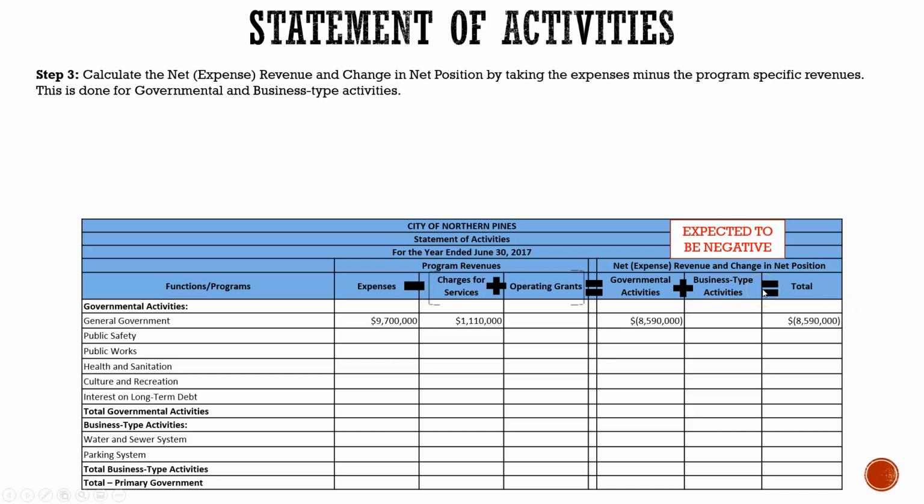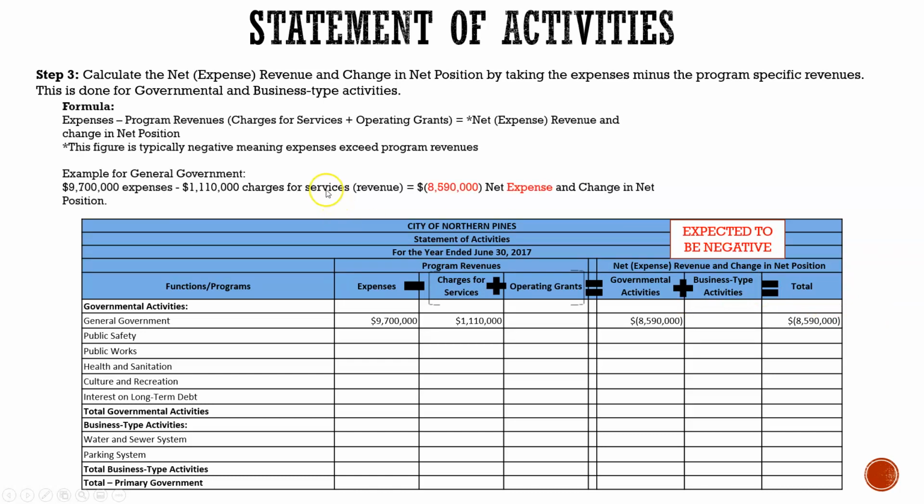So as you can see here, we've simply taken the information that we got in our fact pattern and put it in here. For general government, we had $9.7 million in expenses. We had charges for services of $1.1 million. We didn't have any operating grants. It left us with a total negative of $8,590,000 for general government activities, for governmental activities.